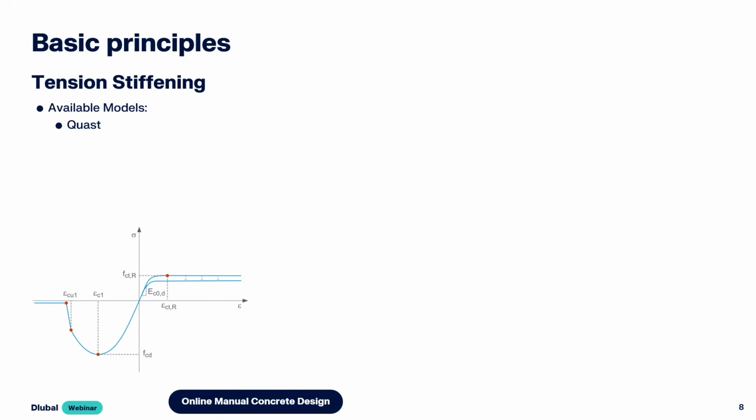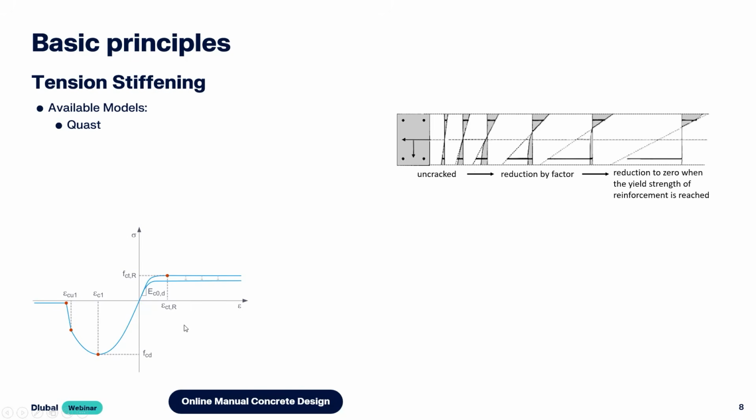For this purpose, we have implemented various models. The best known is probably the one according to Quast. Here, a stiffening contribution is applied depending on the stress state of the reinforcement. In practice, this is a permissible tensile stress. As the stress in the reinforcement approaches the yield strength, this contribution is progressively reduced. It ultimately reaches zero at reaching the yield stress.